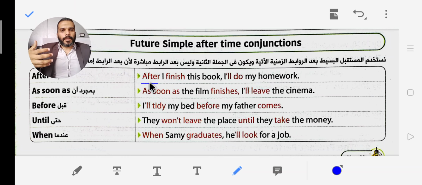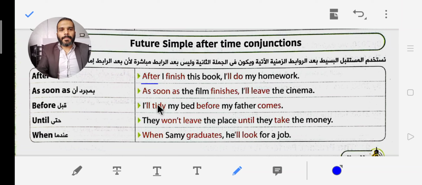After, if we talk about the present, we use the present simple tense after the time conjunction. Then the second verb is future simple, will plus infinitive. After I finish this book, I will do my homework. As soon as the film finishes, I will leave the cinema. That means now I am watching the film at the cinema, and as soon as it finishes, I will leave.